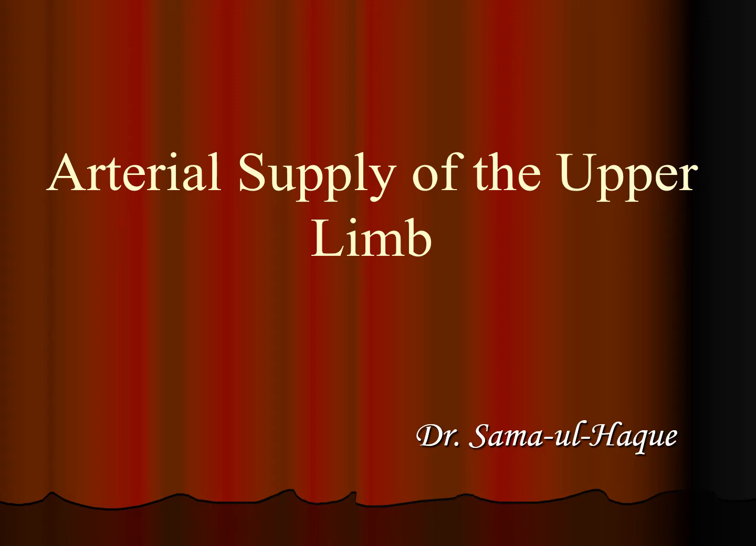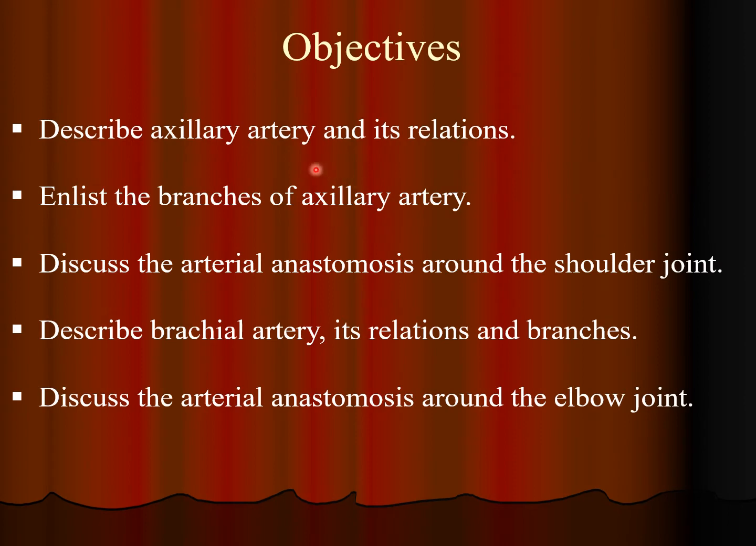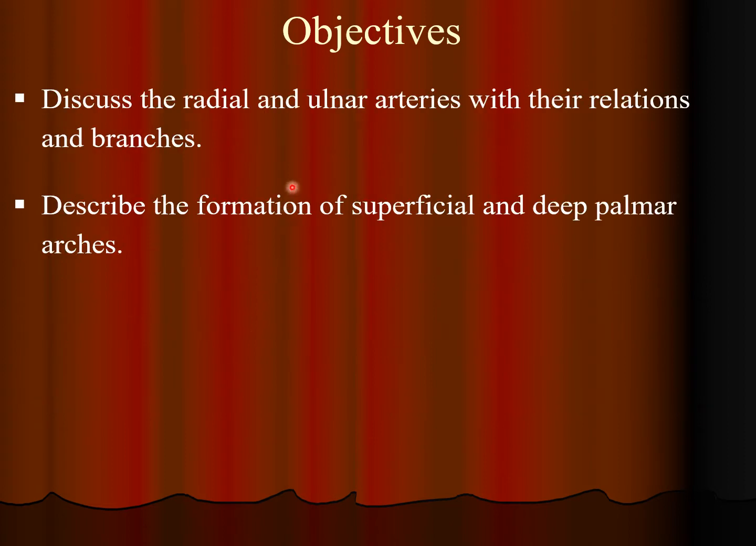Our topic is arterial supply of the upper limb. The objectives are: describe the axillary artery and its relations and list the branches of axillary artery, discuss the arterial anastomosis around the shoulder joint, describe brachial artery, its relations and branches, discuss the arterial anastomosis around elbow joint, discuss the radial and ulnar arteries with their relations and branches, and finally describe the formation of superficial and deep palmar arches.